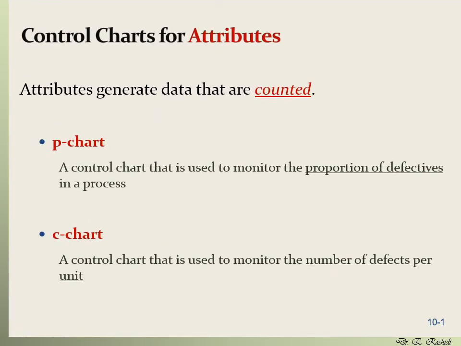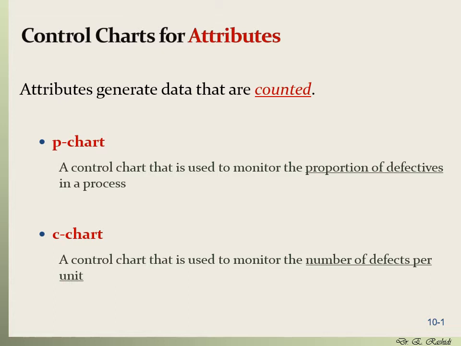So far, we have learned about control charts for variables. We learned about X bar chart and R chart. Variables are those characteristics of data that are measurable, such as length, width, height, etc. Attributes, on the other hand, are not measurable. They are countable. So they can be 0, 1, 2, 3, etc.